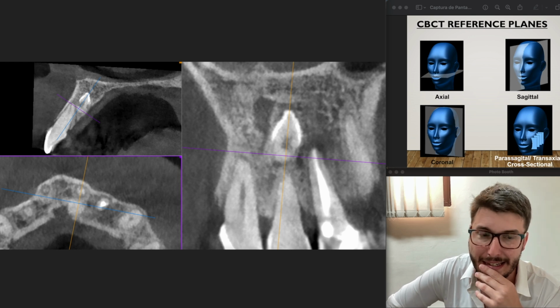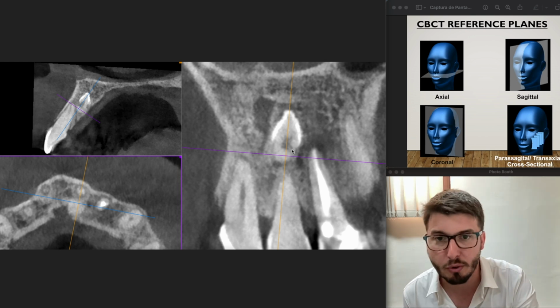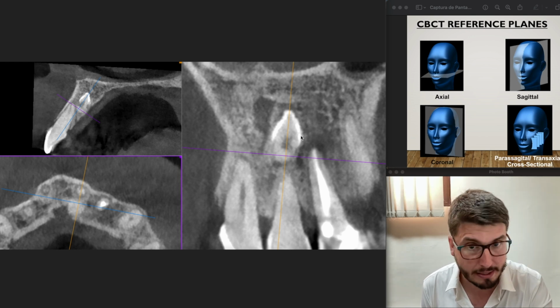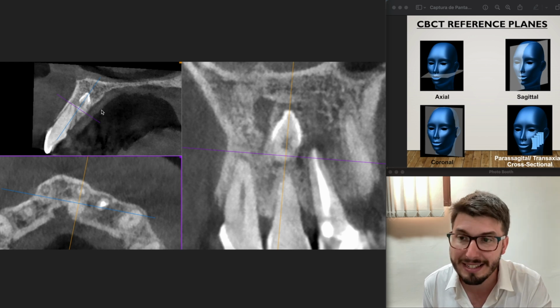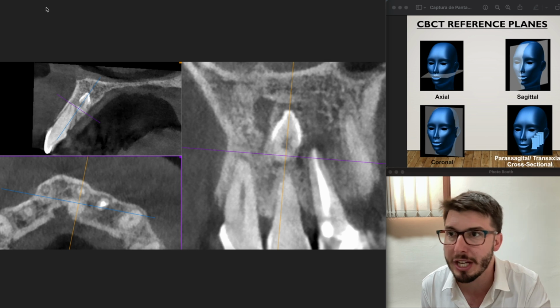Now we have the planes here for us to review on top of myself, and let's start discussing this case. So we do have an impacted tooth, the crown is turned upwards, the shape is completely abnormal, so the size is decreased, and the shape is conical.